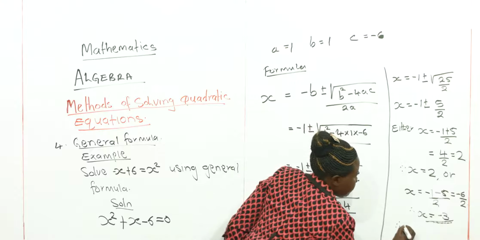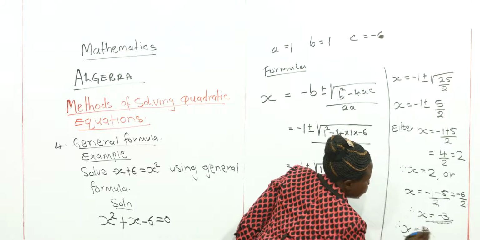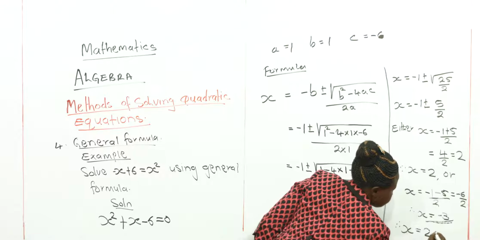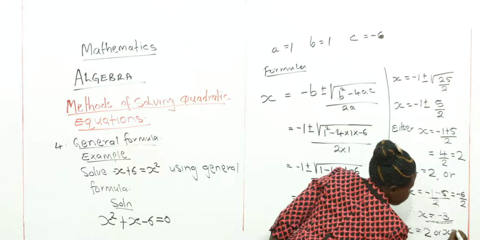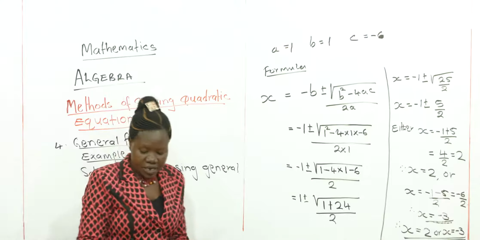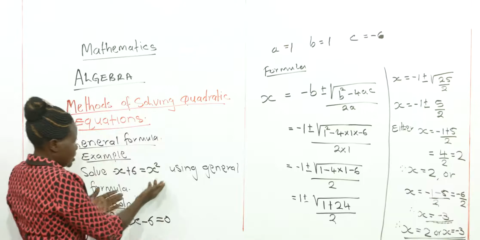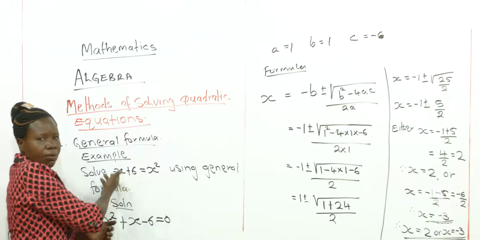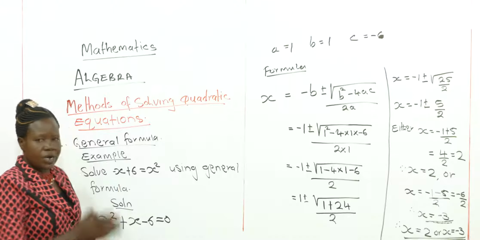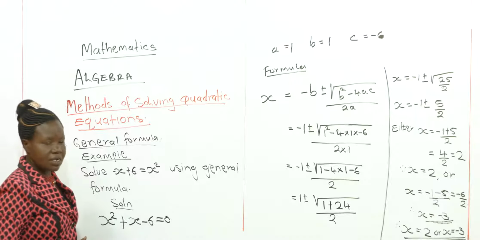Then you come and say, therefore my final answer: x equals 2 or x equals negative 3. So dear learners, that is how you simply use the general formula. I wanted you to see the difference here: in case I get an equation that is not a well expressed quadratic equation, what are you supposed to do? Reorganize that equation so that it gives us a good expression of a quadratic equation.